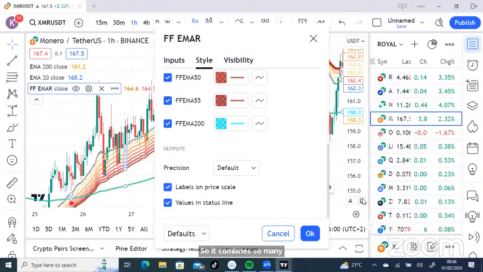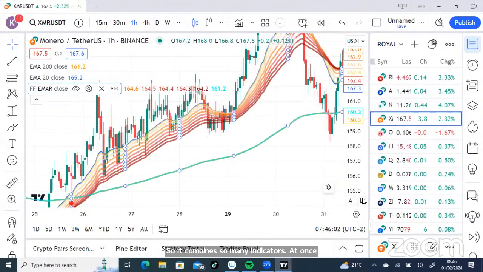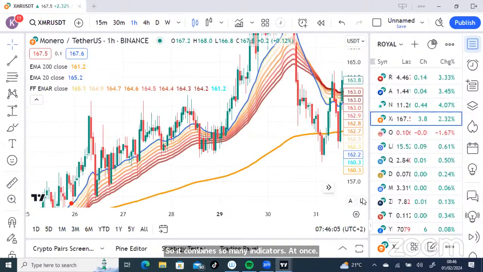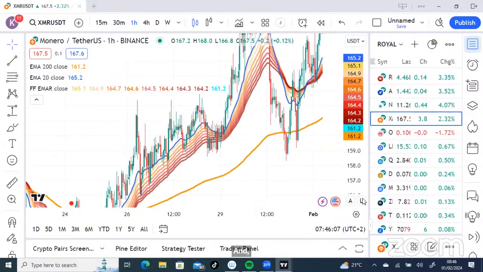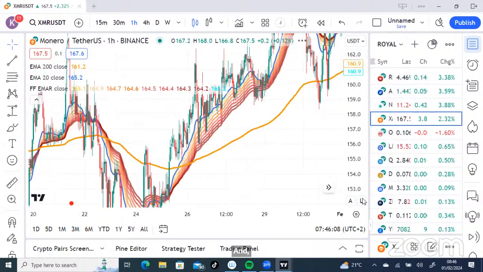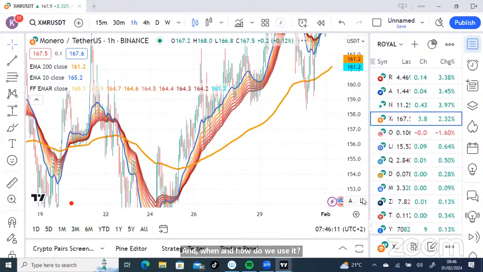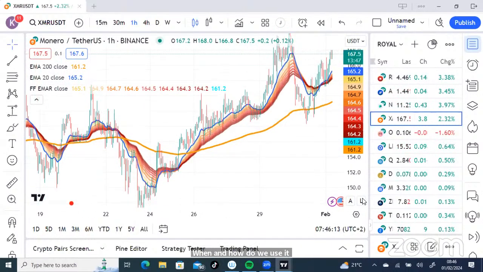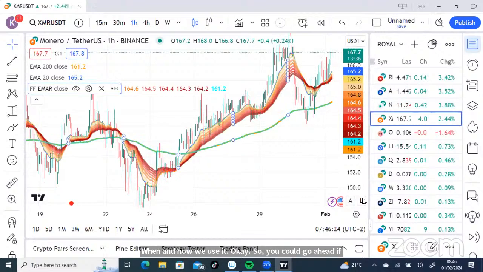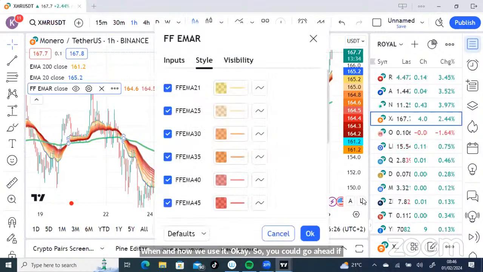When and how do we use it? Okay. So you could go ahead if you have interest on this indicator.